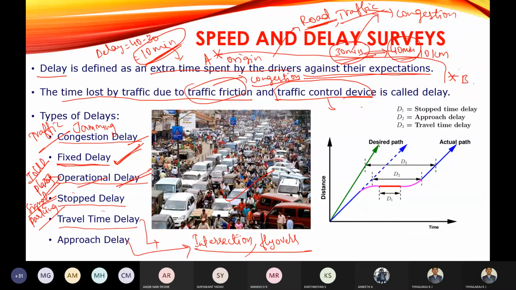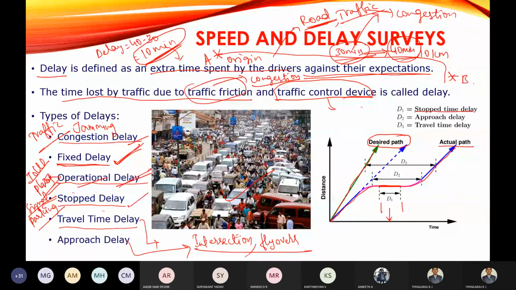You can see here, this is the desired path. So you are supposed to move along this green line. Okay, whatever they have indicated in the green line, you are supposed to move. Because of some traffic constraints and all those things, the line is deviated like this. Okay, the line is deviated towards the blue. That is the actual path. You can see here the D1. This is the time, which is on the x-axis. So D1 is the stop time delay. Stop time delay means that is the stop delay.